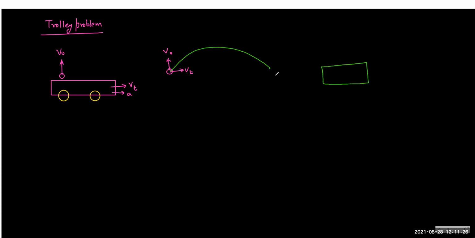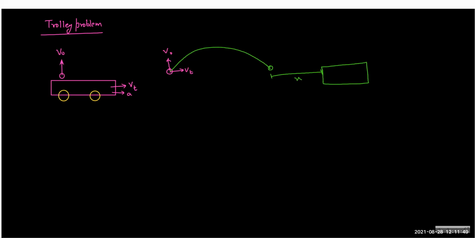So the question is, when the ball will come back to the same level, how far it will be behind the trolley? So we have to find the gap between the ball and the trolley at the time it will come back to the same level, ignoring the size of the trolley.